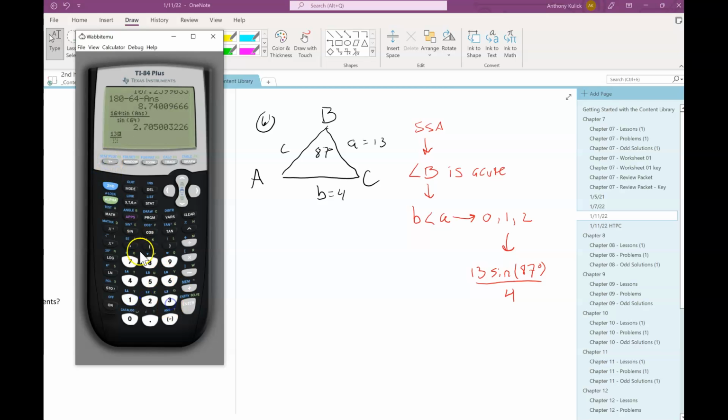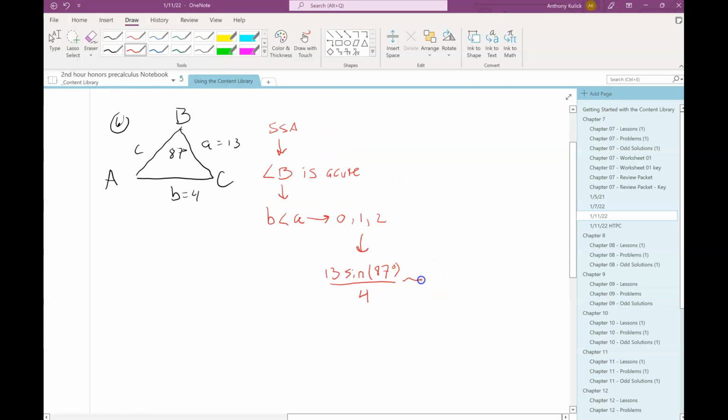So 13 sine 87 divided by 4. That number is 3.25-ish. And since that number is greater than 1, it tells us no triangles are possible. If that number was equal to exactly 1, one triangle is possible. If that number was less than 1, 2 triangles are possible.